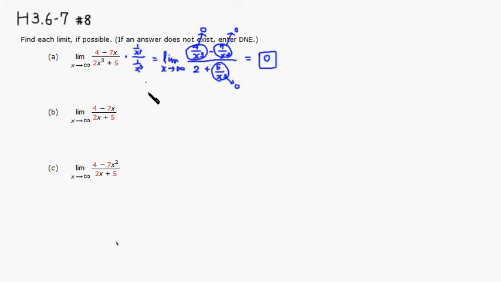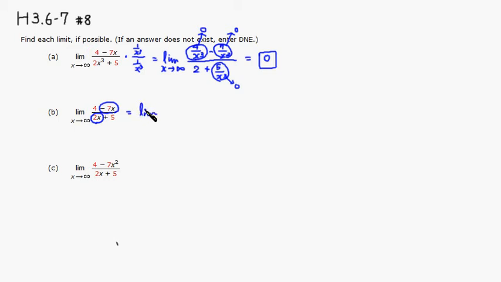And here's another method. When you have the limit as x approaches infinity, what you can do is ignore everything but the leading term. For example, on top the leading term is negative 7x. On the bottom, the leading term is 2x. So we ignore everything else and take the limit.